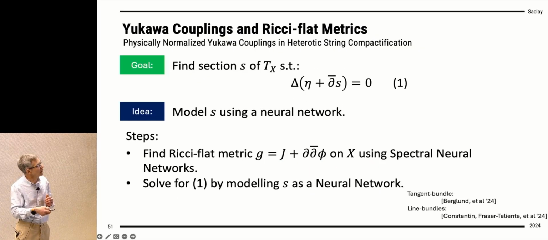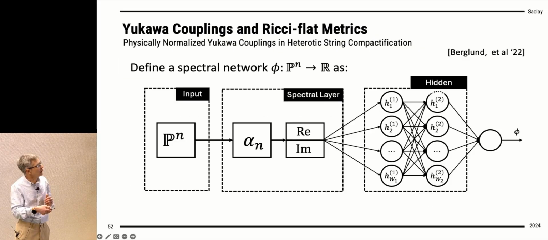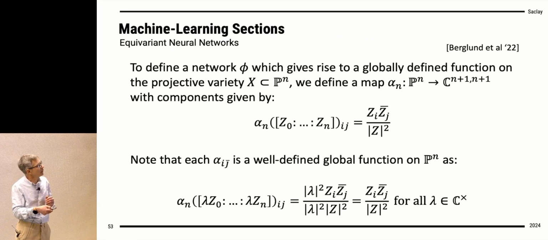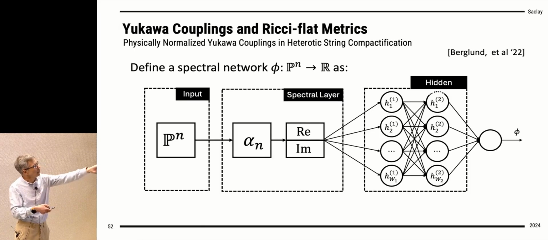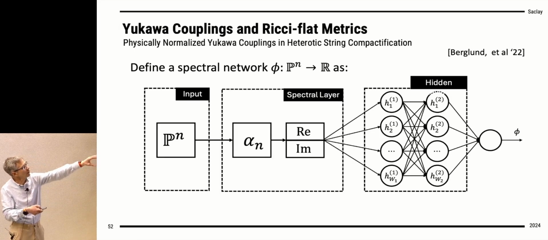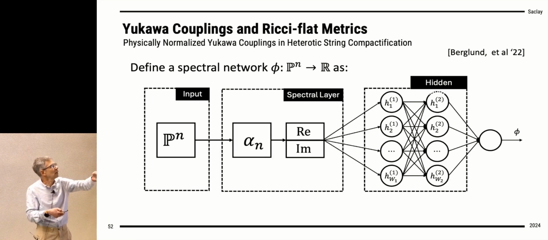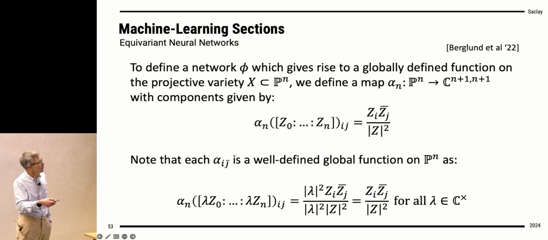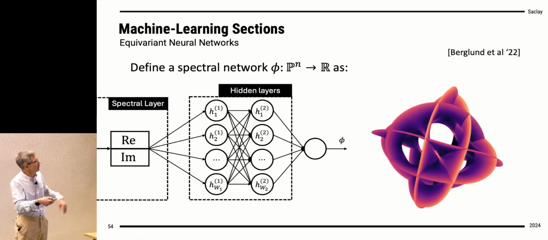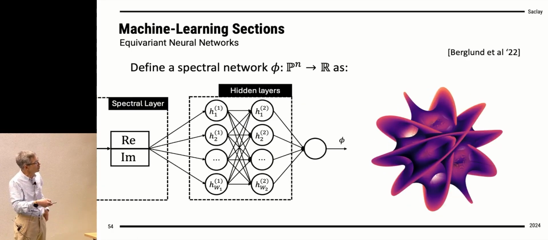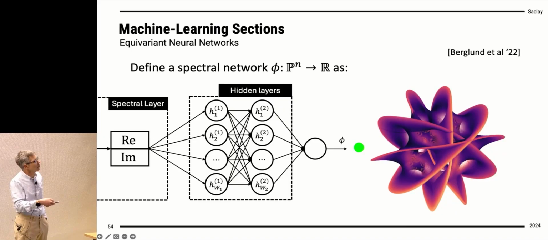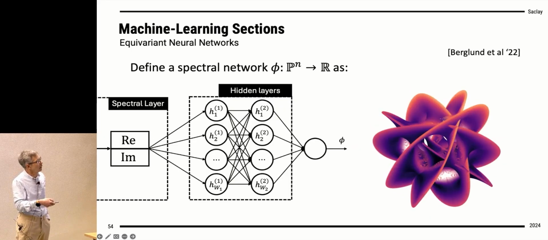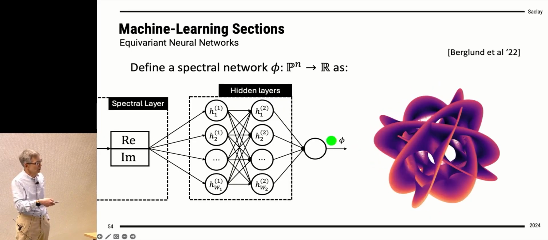Now the first part of that is that we're setting up a global function because we have these homogeneous coordinates, and we in principle have charts that cover the manifold, but instead we define a homogeneous function here. This is the so-called spectral layers. Let me just go through this quickly. And we have the hidden layers that compute this function phi, which is the function that's part of the deformation that we're then using to solve.